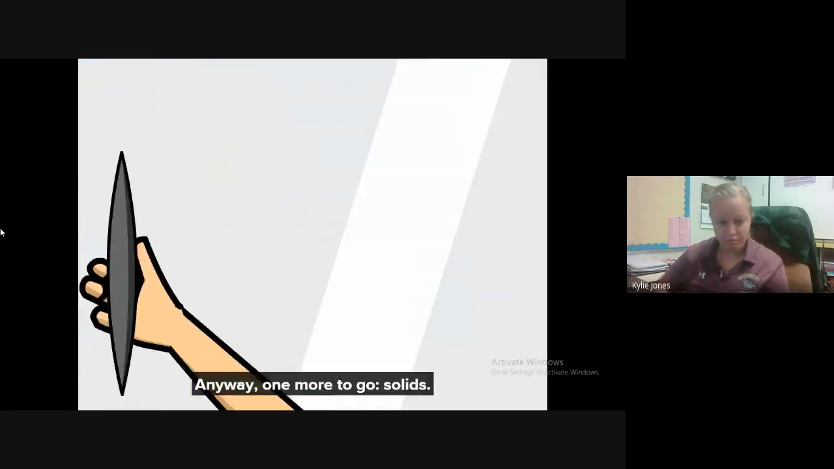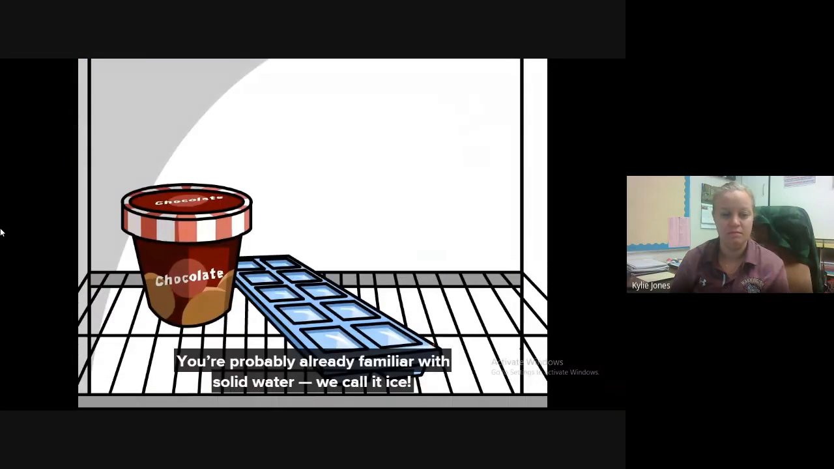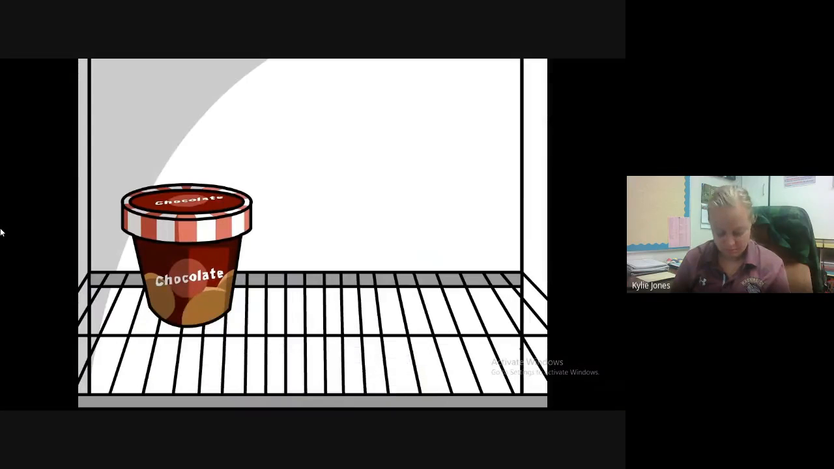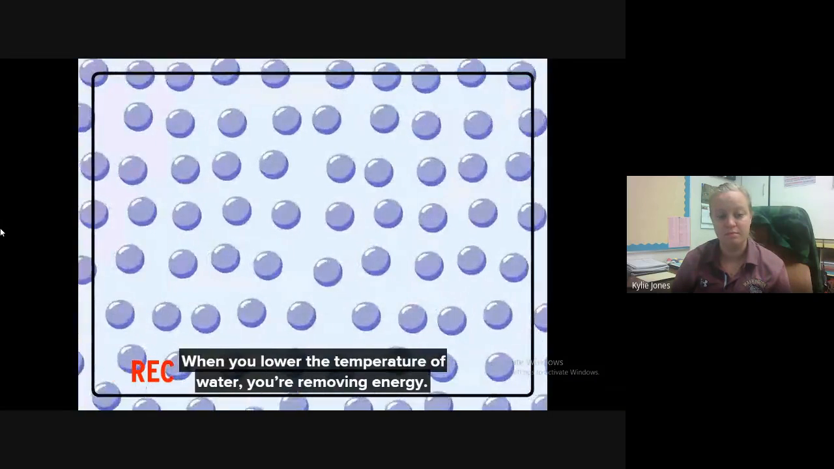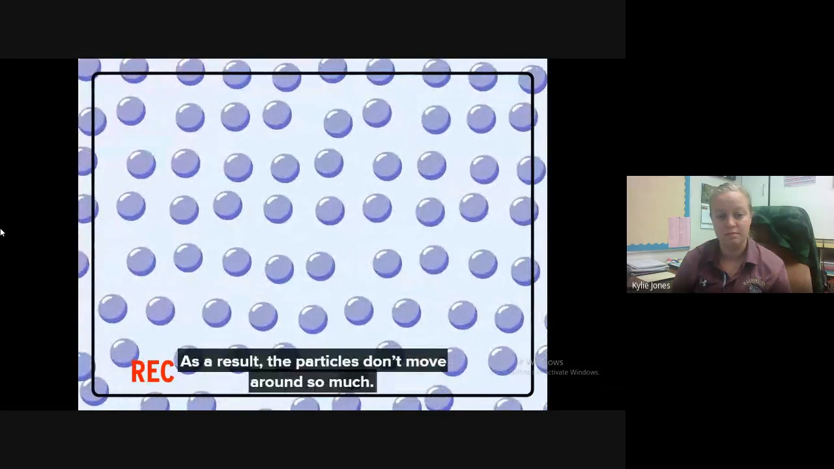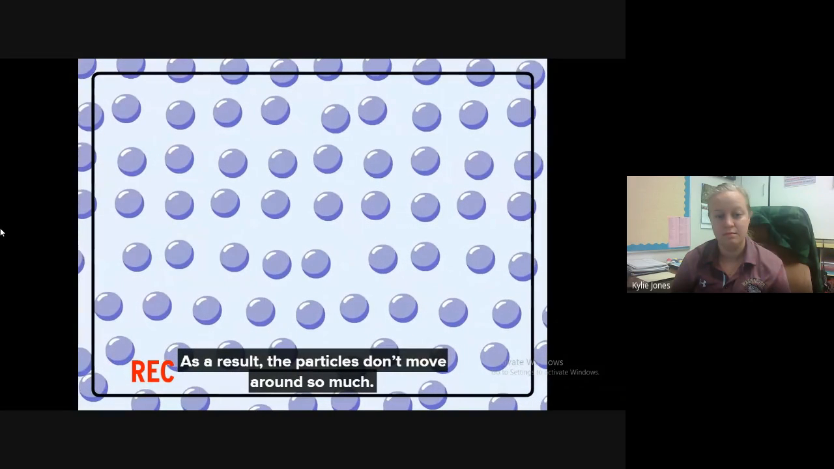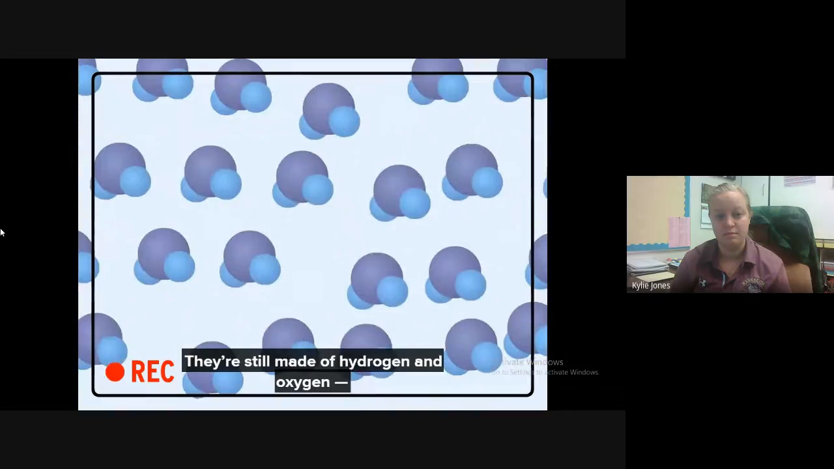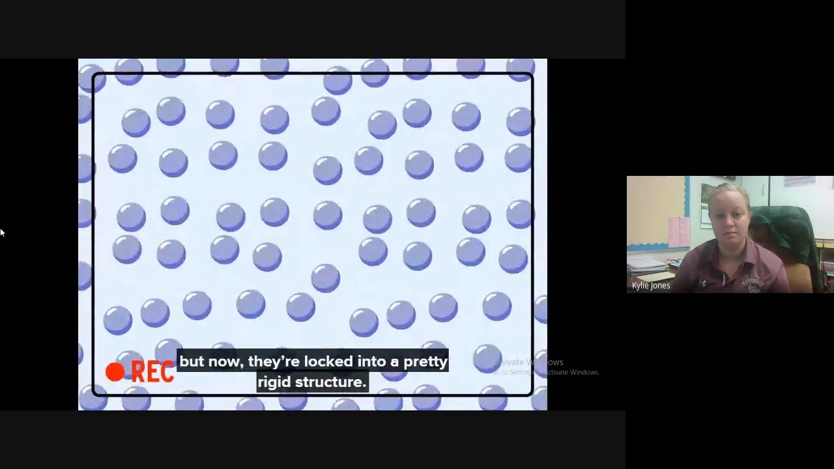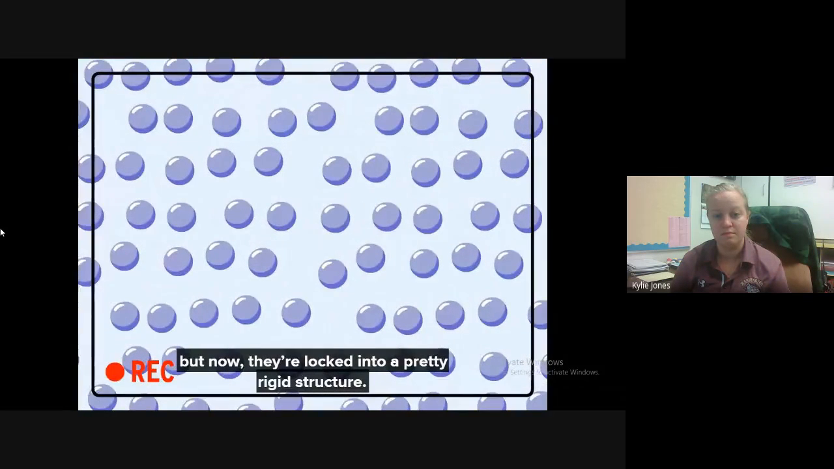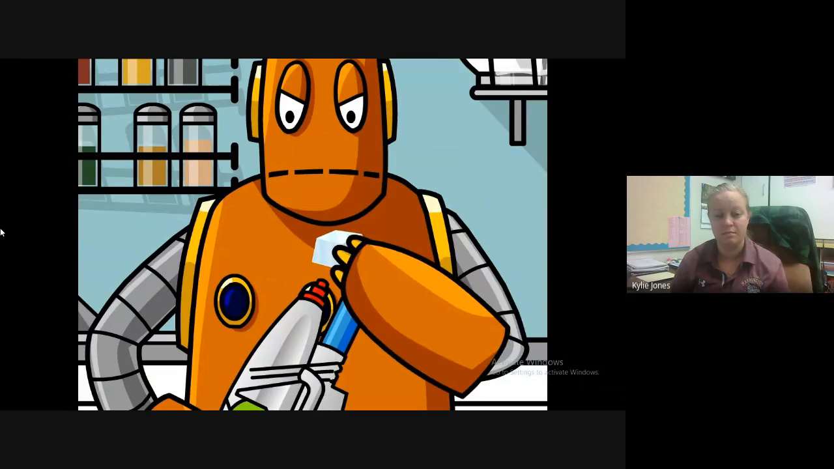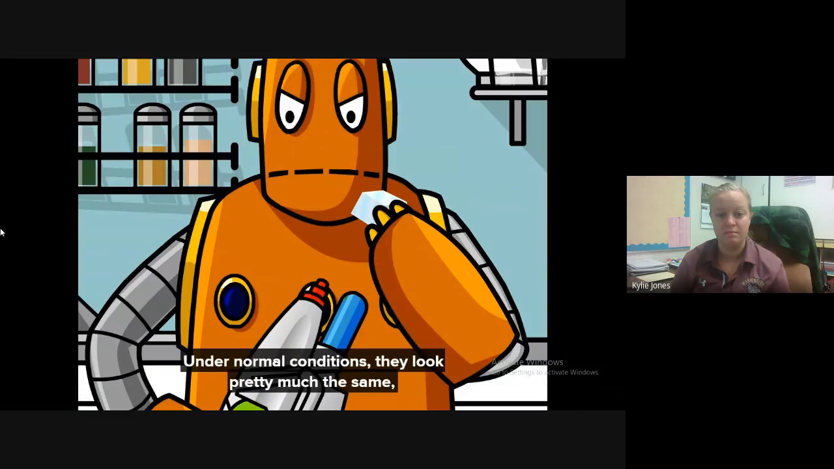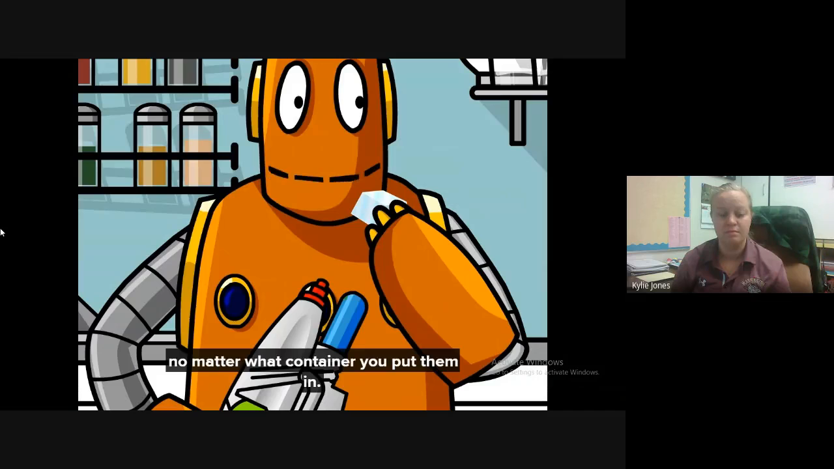Solids. You're probably already familiar with solid water. We call it ice. Zoom on in here, Moby. When you lower the temperature of water, you're removing energy. As a result, the particles don't move around so much. They're still made of hydrogen and oxygen, but now they're locked into a pretty rigid structure. Solids have a definite shape and a definite volume. Under normal conditions, they look pretty much the same, no matter what container you put them in.